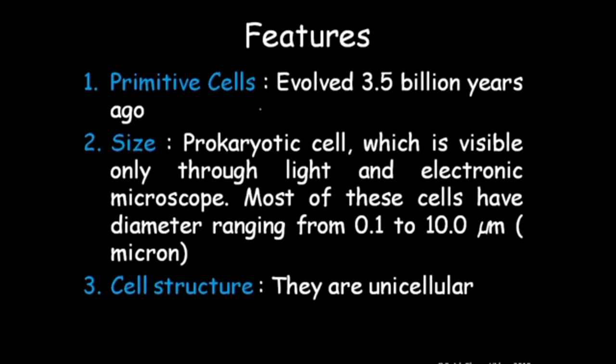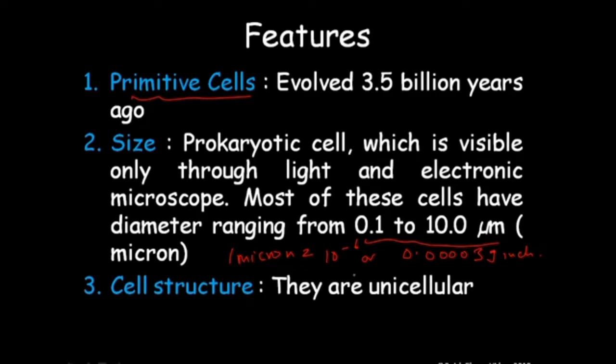Now we'll see the features of the prokaryotic cell. They are primitive cells. They evolved 3.5 billion years ago. Size: the prokaryotic cell is visible only through a light or electron microscope. Most of these cells have a diameter ranging from 0.1 to 10 microns. A micron is 1 times 10 raised to the power minus 6 meters, or 0.00039 inches. So this is the relation between micron and inch.